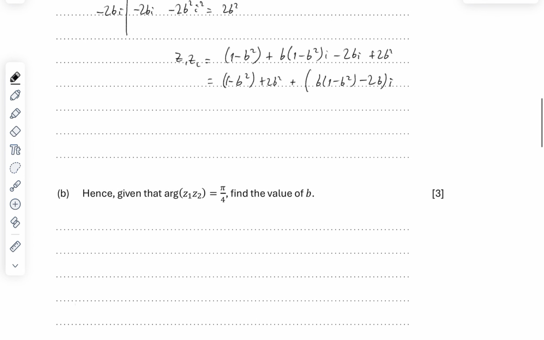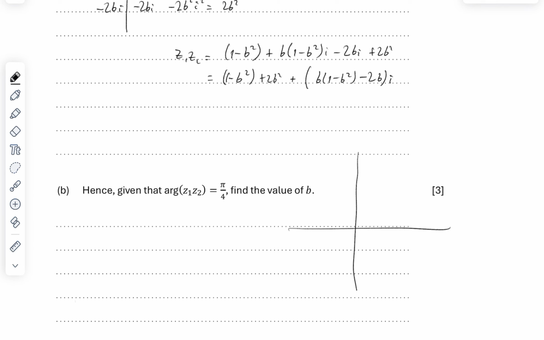Let's look at part B, hence. So hence means I need to use this bit, argument of Z1, Z2 is pi over 4. So find Z1, Z2, and its argument is pi over 4. That means in an Argand diagram, it's somewhere along here, where this is pi over 4.